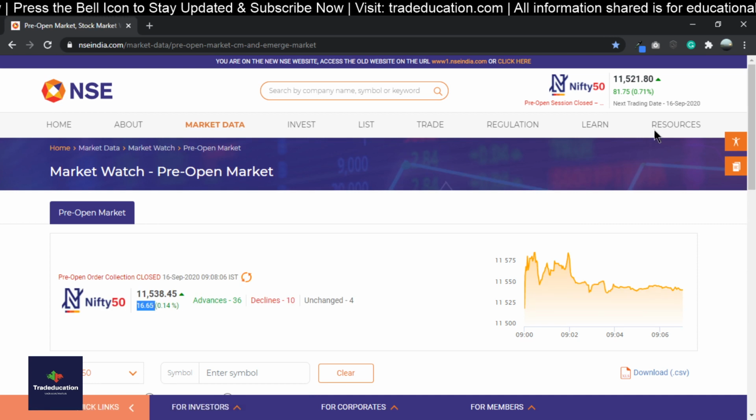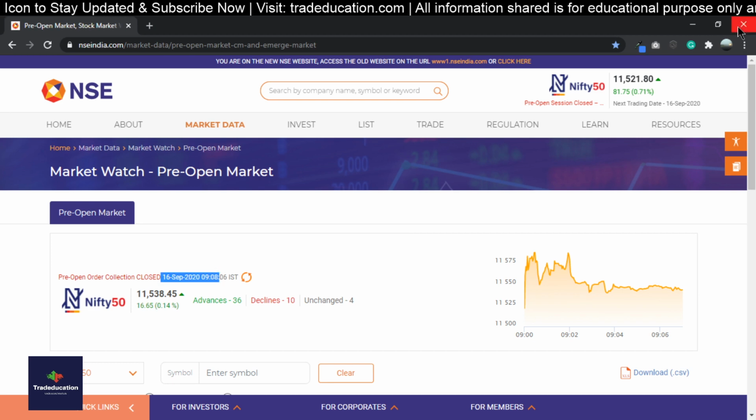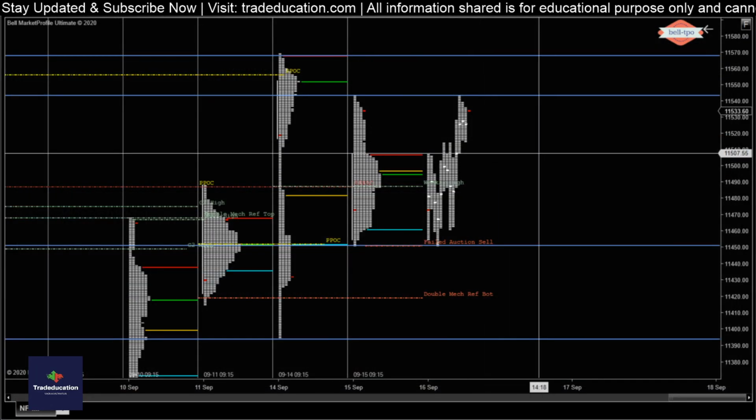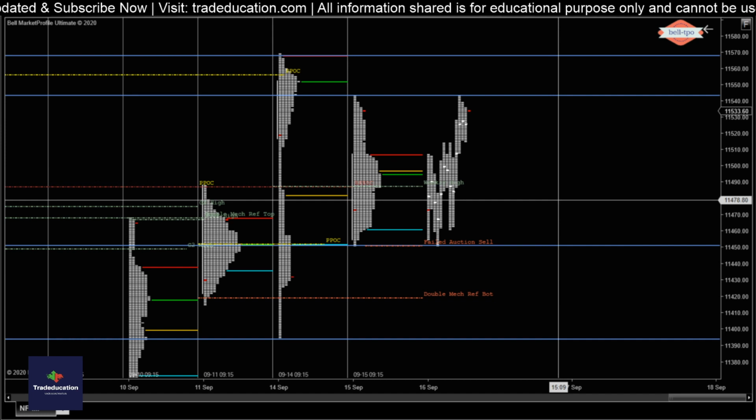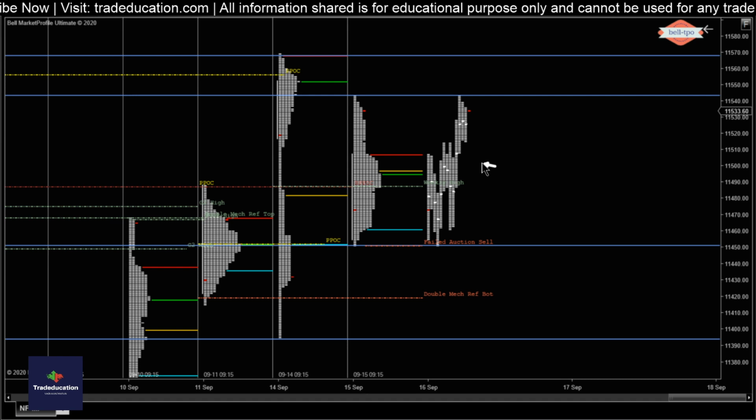So flat opening, 16 points today, 16th of September. So let me close this. So now let's study the structure. From the structural perspective, there are two halfback levels. So this is one halfback. This is the second halfback level.